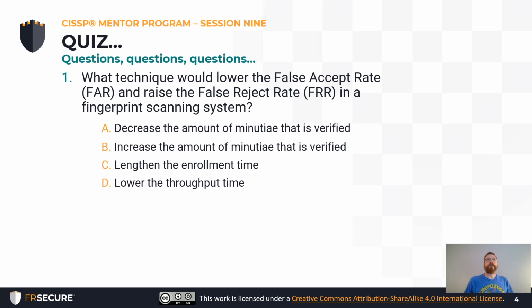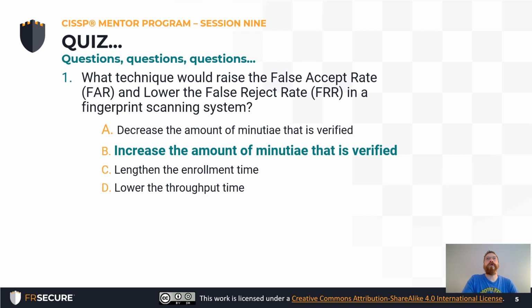All right, first quiz. What technique would lower the false accept rate and raise the false reject rate in a fingerprint scanner? So remember, false accept means they are getting accepted and shouldn't, and false reject means they are getting rejected but should be accepted. So for that, we want to increase the amount of minutia that's verified. Reason being, the more data points, the more opportunity there is for a rejection or a failed match to kick in.